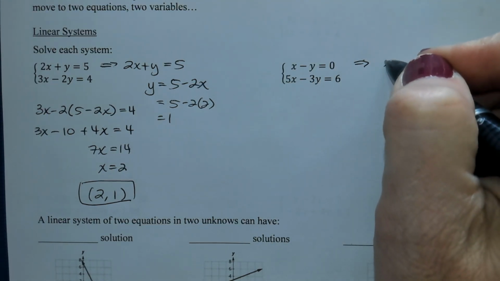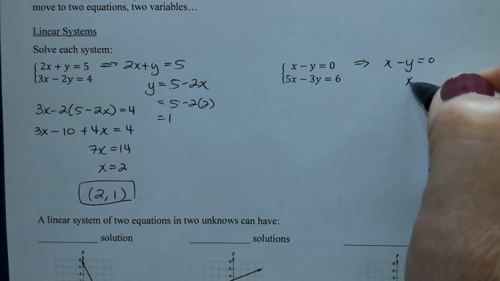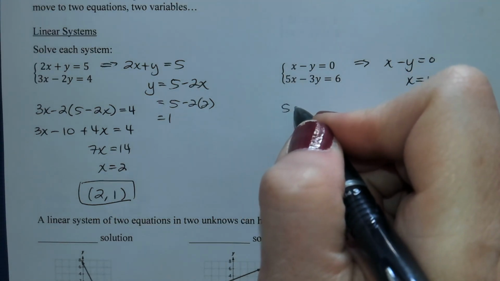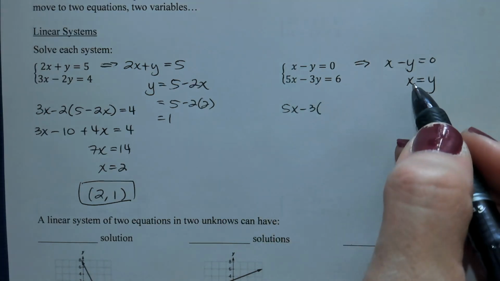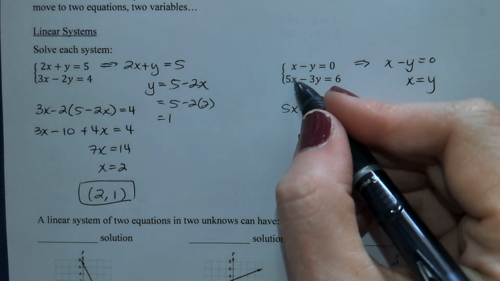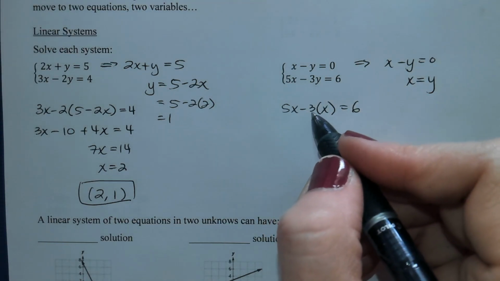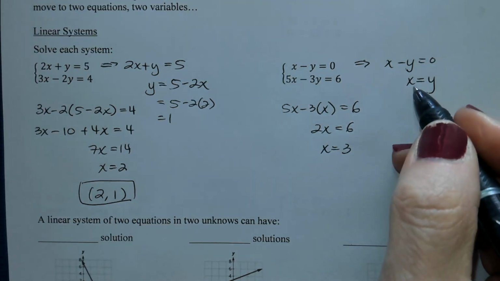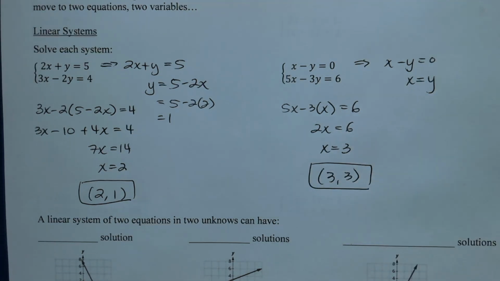Trying the next one, that first equation looks like the easier one. It doesn't really matter which variable you say you're going to solve for because as soon as you move the y over, they actually are equal to each other. So I'm going to take 5x minus 3. Again, it doesn't matter which one of these you solve for because they're equal. So I'm just going to replace the y with an x. You could just as easily replace the x with the y and solve for y first. So 5x minus 3x gives me 2. Divide both sides by 2, I get 3. And since x and y are the exact same thing, the point here is (3, 3).